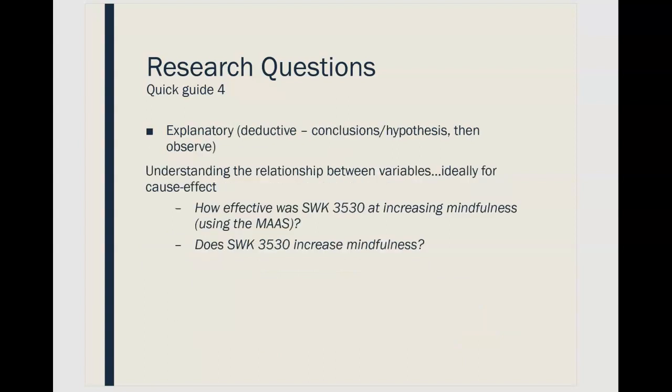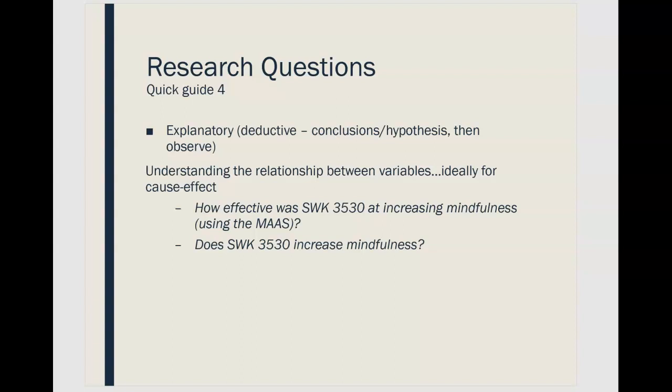And when we get to explanatory, this is more deductive reasoning. So we have hypotheses, right? Like, oh, we think this is going to happen. When we thought back to that restorative justice example, we think restorative justice is going to do better than traditional, and it's going to impact suspensions in some way. So we have that.